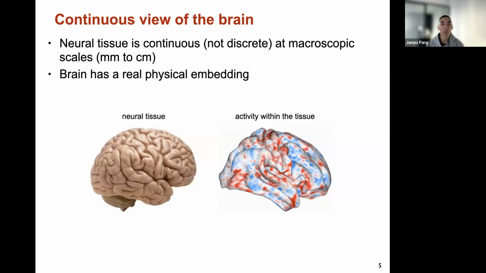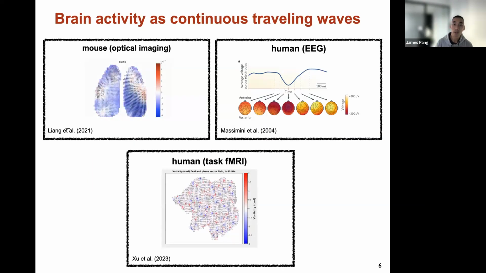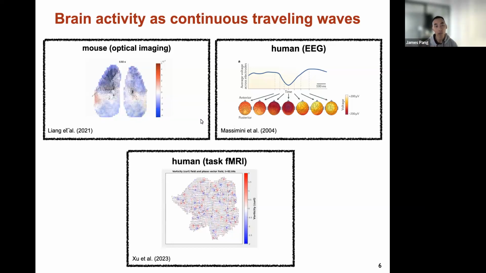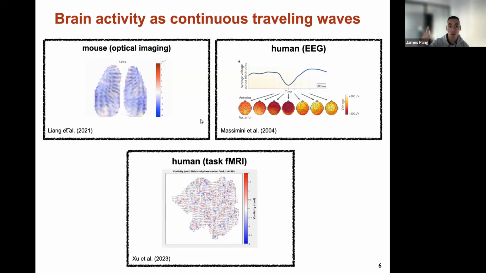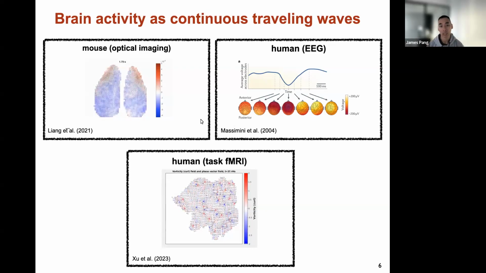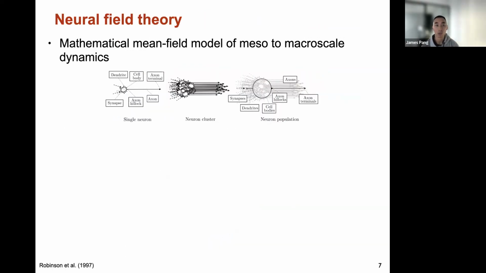And so how do we capture this continuous view of the brain? A lot of empirical studies have shown that even if you just observe, say, optical imaging in mouse, you can actually see these continuous patterns of activity that emerge in just resting state, or even in task fMRI in humans. And a class of models called neural field theory has enabled an approximation of these meso to macroscopic scale dynamics.